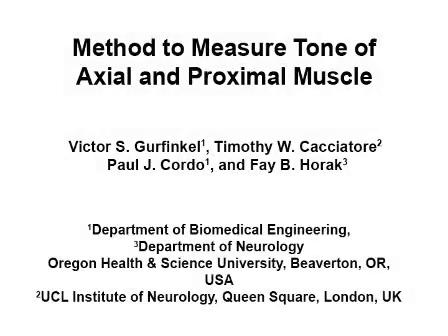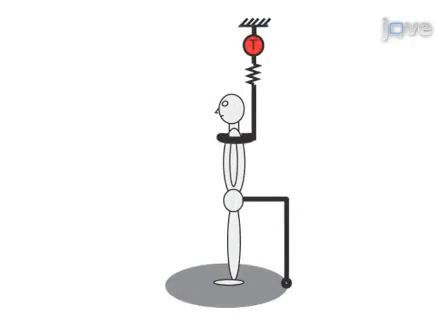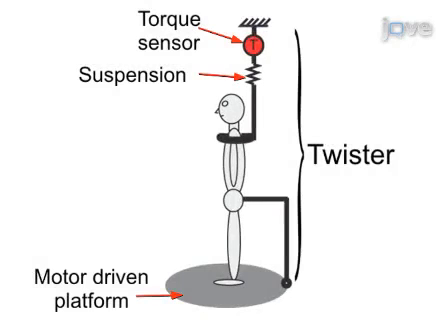The overall goal of the following experiment is to quantify postural tone along the body axis. This is achieved by a servo-controlled device called twister that can impose axial torsion but does not provide anti-gravity support.